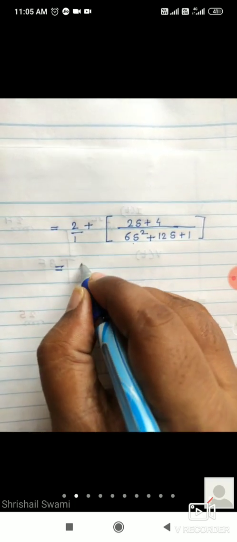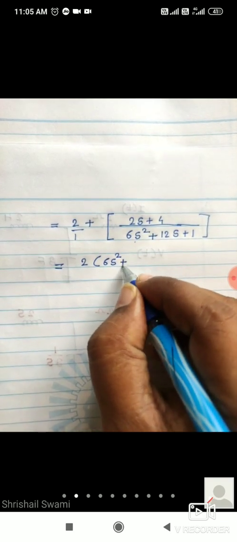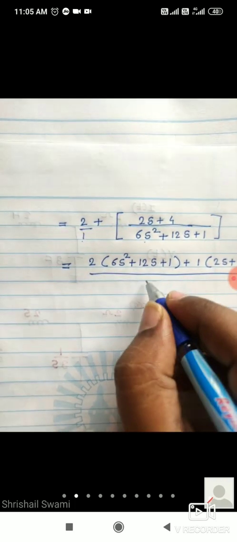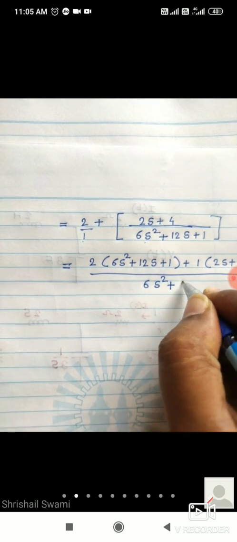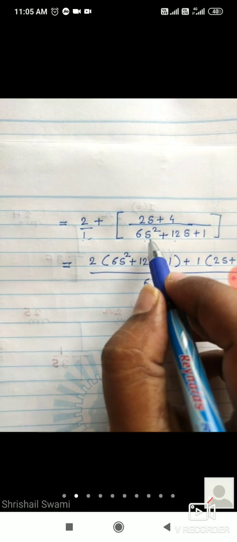Here there is nothing, meaning there is a 1. So 2 into this bracket, this 2 into 6s square plus 12s plus 1. Now 1 into this one, that is 1 into 2s plus 4, divided by 6s square plus 12s plus 1, that is multiplication of these denominator terms.